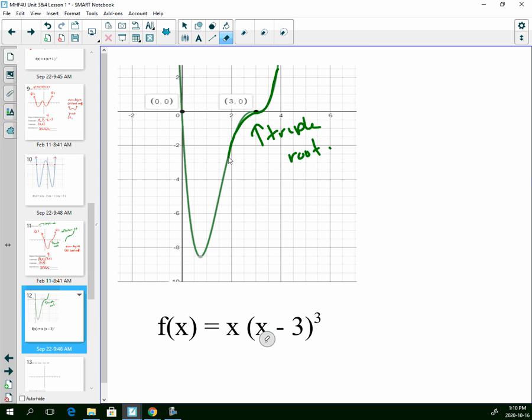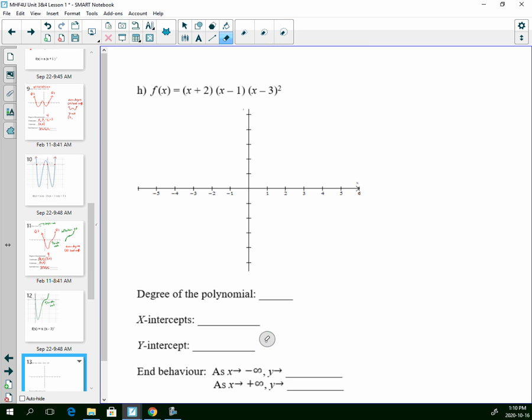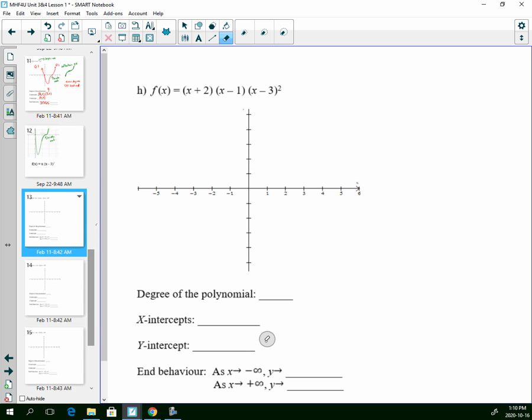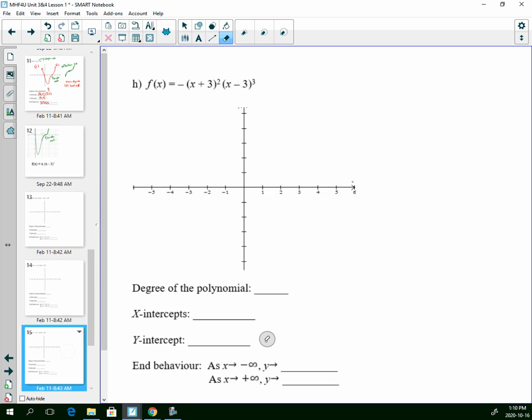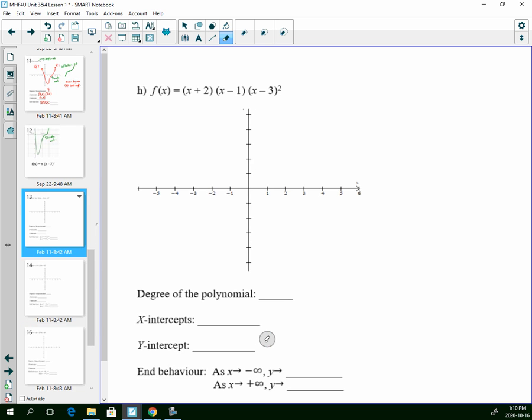Okay. See which ones we got left here. Okay, we'll just do one more. So this one is a degree of 4. So I have 1x here, 1 here, and 2 there. The x-intercepts are at -2, +1, and 3. It has a double root.